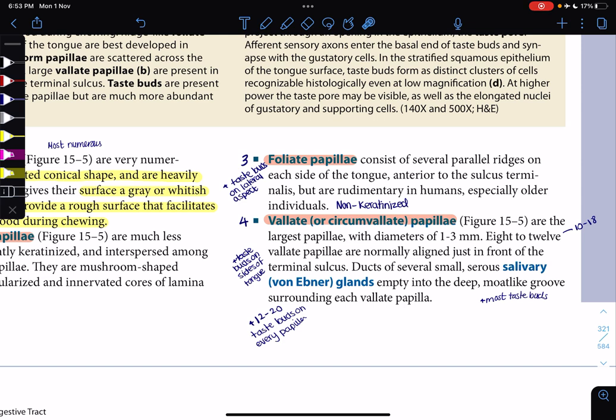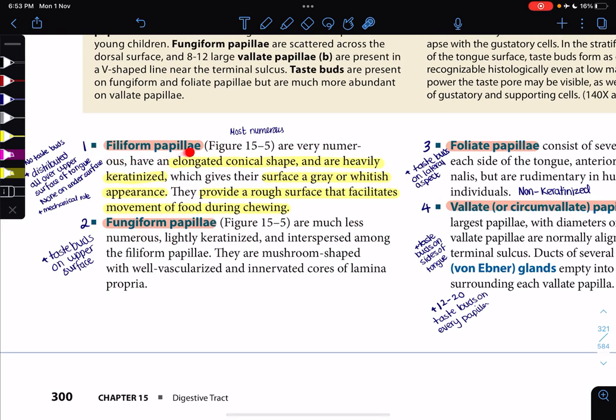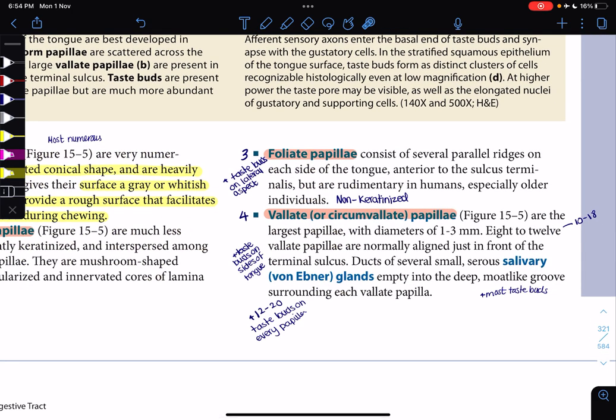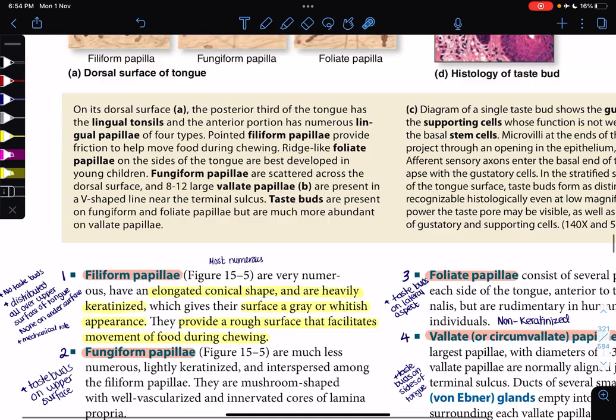So لما احنا نكون صغار بيكون عندنا more foliate papilla, but as we grow older they disappear for an unknown reason. The foliate papilla are non-keratinized. So far حكينا عن filiform papilla which are heavily keratinized, fungiform papilla which are lightly keratinized. The foliate papilla are non-keratinized, and the taste buds on the foliate papilla are on the lateral aspect of the tongue.